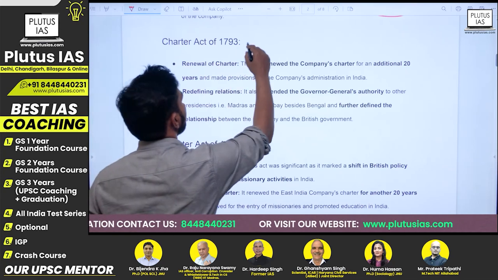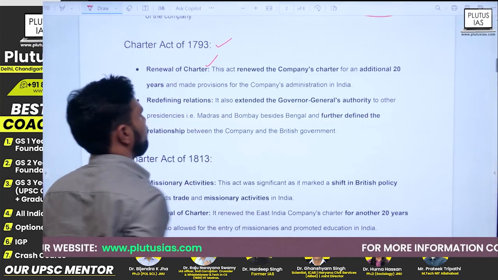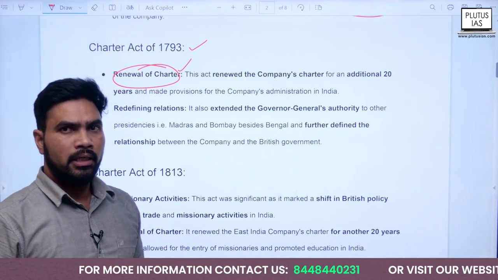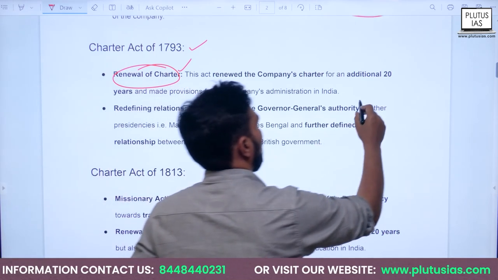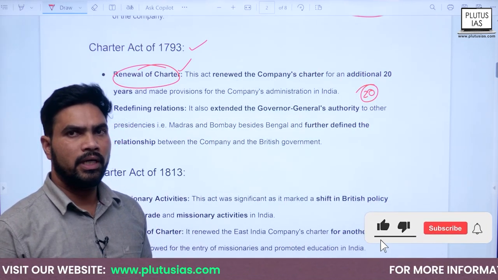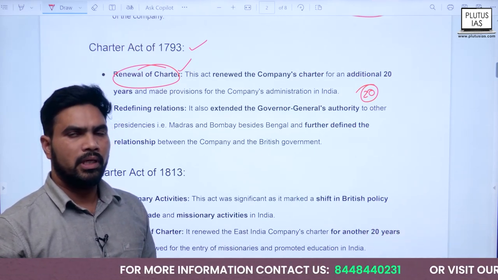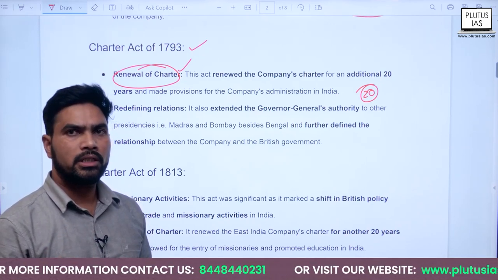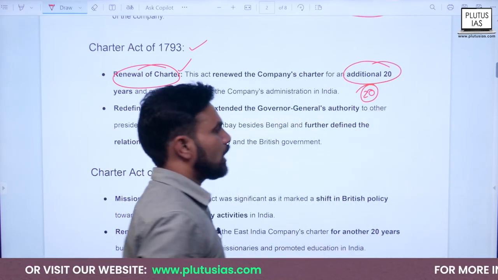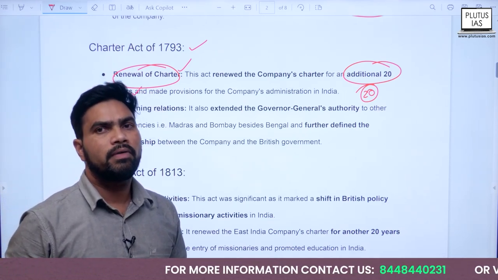The third act in this series is the Charter Act of 1793. The major purpose of this act was renewal of the charter. The British Parliament had granted trading rights to the East India Company, for the first time for 20 years. Every 20 years that charter was updated and 20 more years were granted. Through this act, the East India Company's charter was renewed for 20 more years.